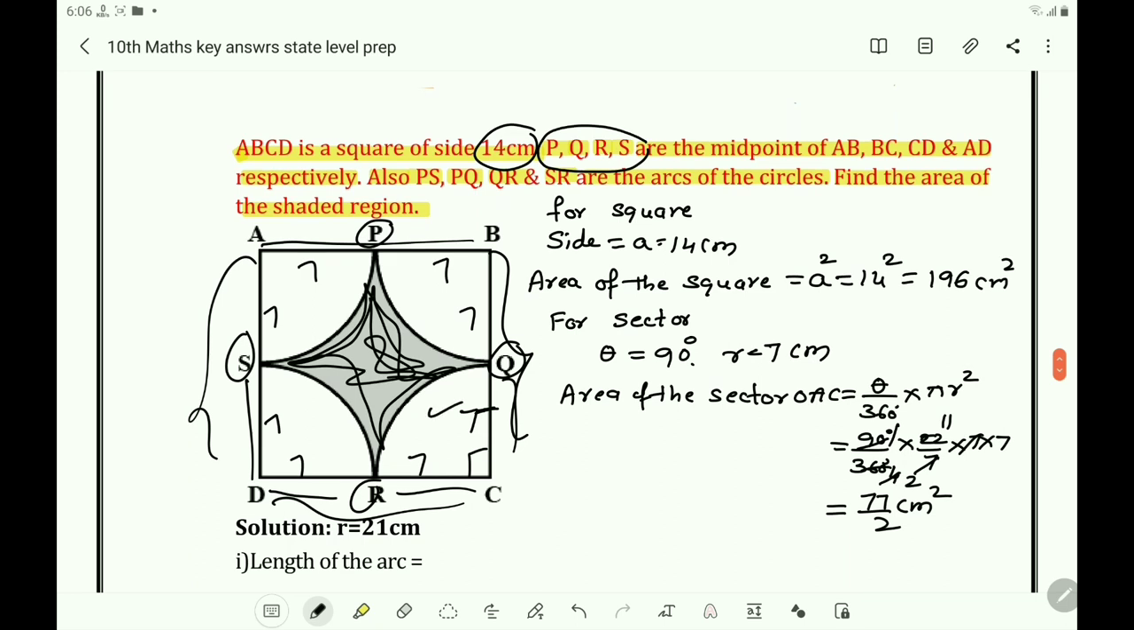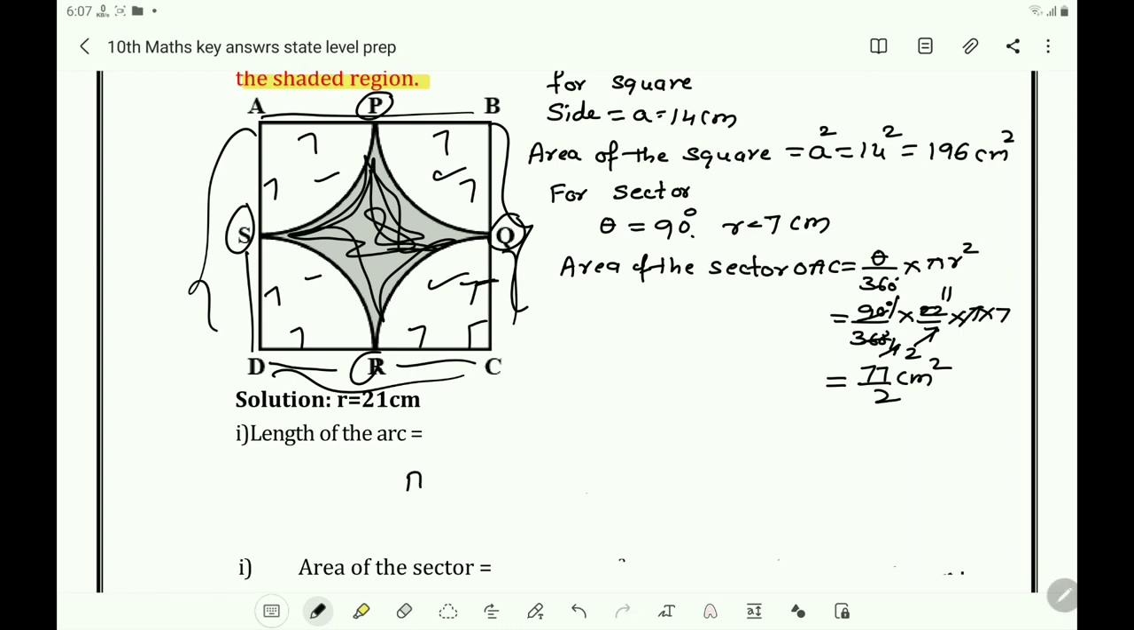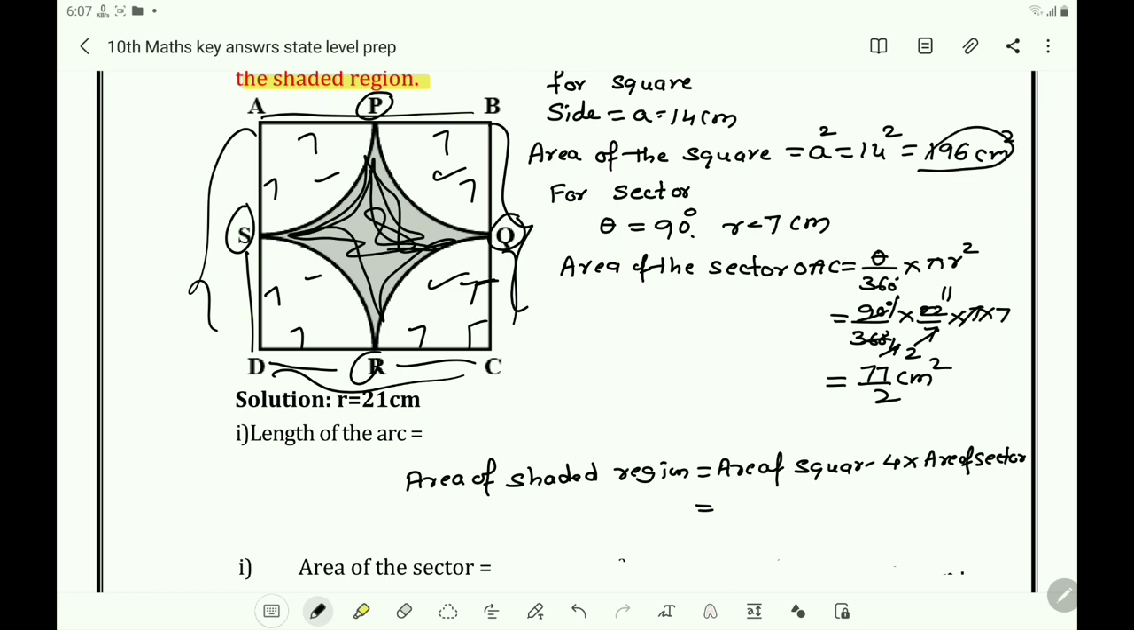But here 4 sectors are there. Area of shaded region equals area of ABCD, the area of the square, minus 4 into the area of the sector. So the area of the square is how much? 196 minus 4 into the area of the sector, which is 77 by 2.